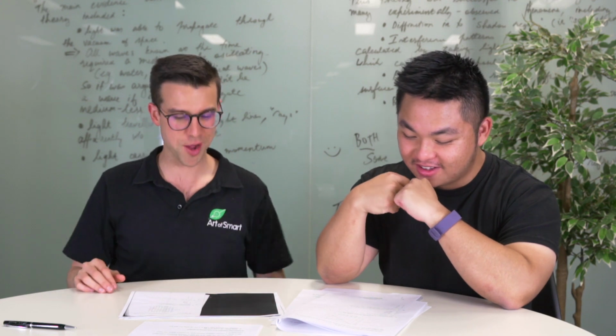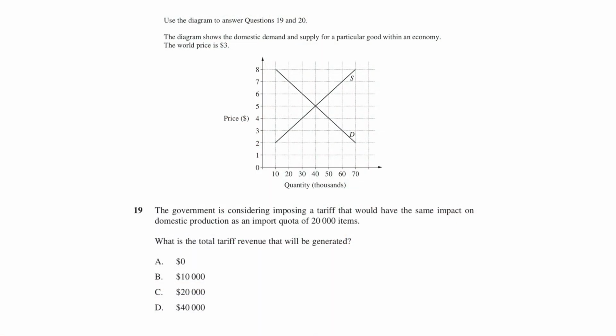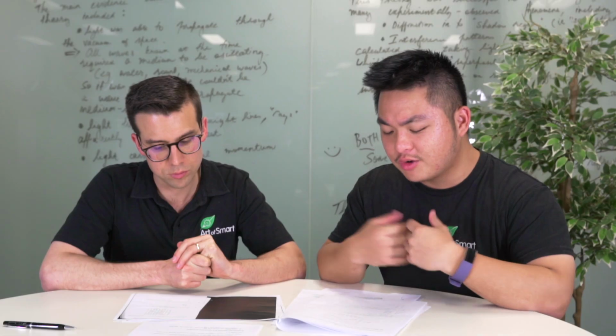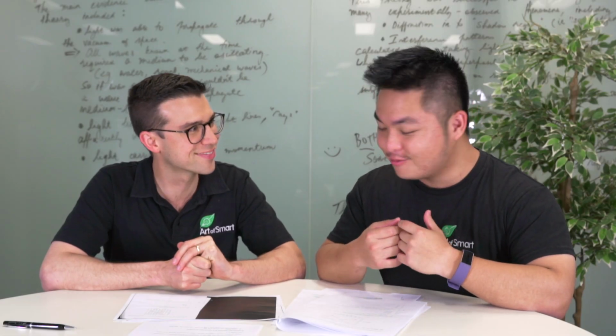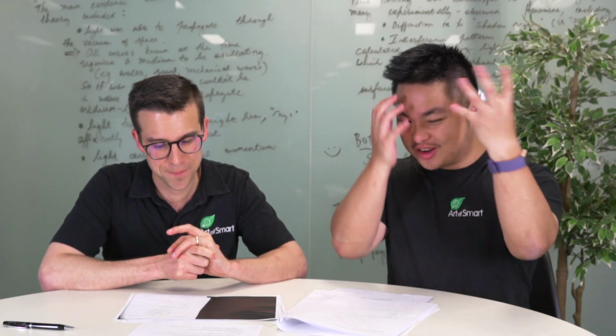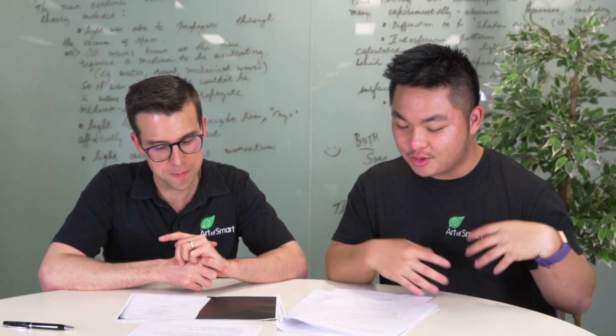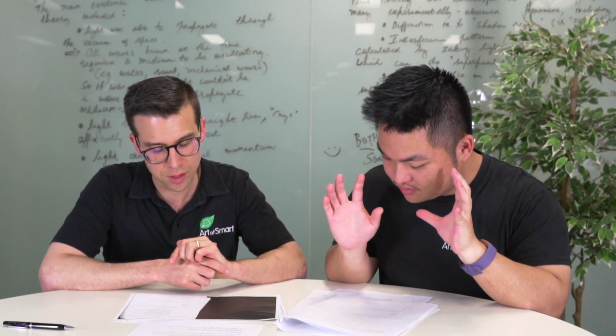So what are they doing in 19? They said that they've got a world price of $3. They're considering imposing a tariff that would have the same impact on domestic production as an import quota of 20,000 items. What is the total tariff revenue that will generate? And when you read that, you're like, what? There's just so many moving parts there. So what would you have done just to get it started?